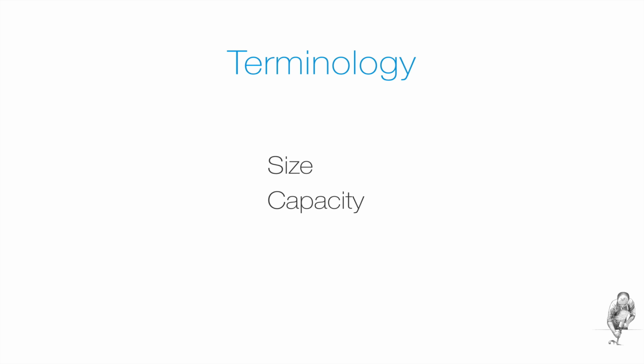Okay, before I continue, let me introduce you to two different terms which are important to understand in context with ArrayList: size and capacity. Size is the number of elements the ArrayList currently holds. For every element you add to the list, the size will grow by 1. Capacity, however, is the number of elements the currently underlying array can hold.